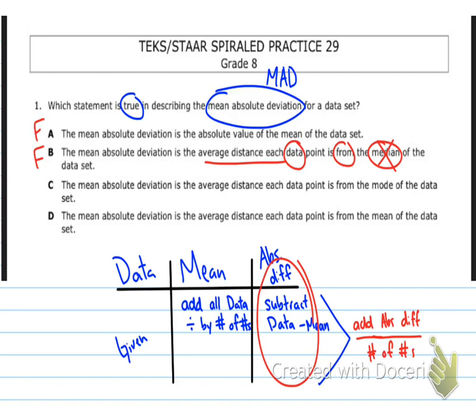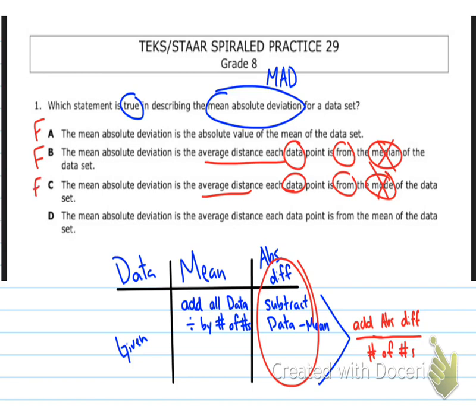On C, the MAD is the average distance. So the average distance, I like that part. Each data point is from the mode. And so again, we find a technical issue. I don't care about the mode.